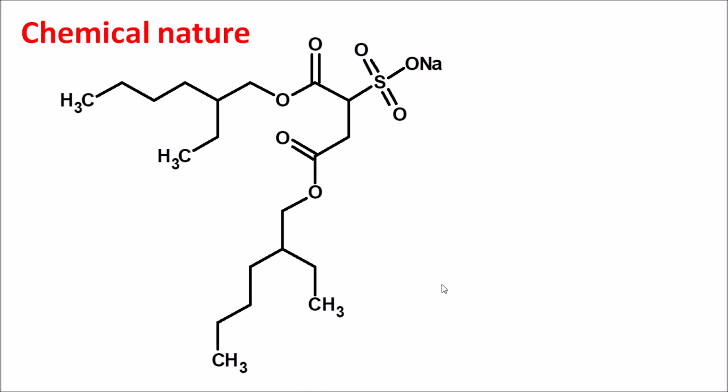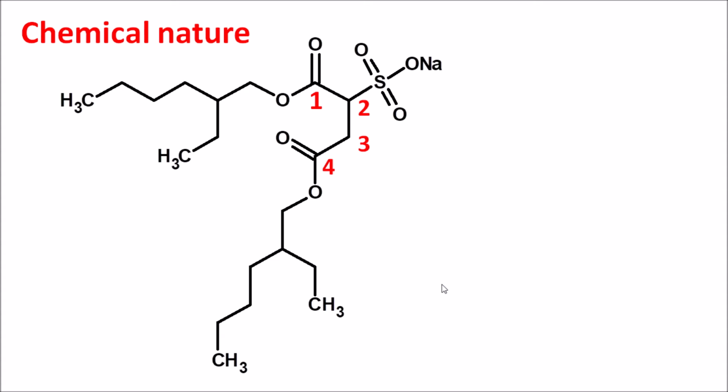Now let us see the chemical nature of this drug. So this is the structure of Docusate sodium. Here we can observe the sulfonate moiety is attached to the succinate moiety. Here we can observe the two ester moieties. Let us give the numbering 1, 2, 3, 4. So at the first position and fourth position, it is having the ester. Apart from that, it is having the sulfonate moiety at the second position, which should be given preference.